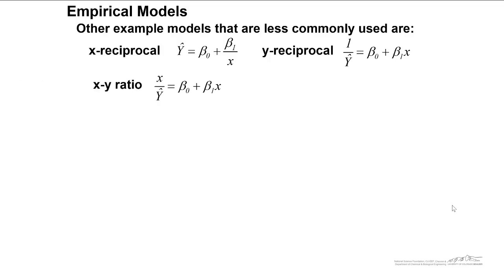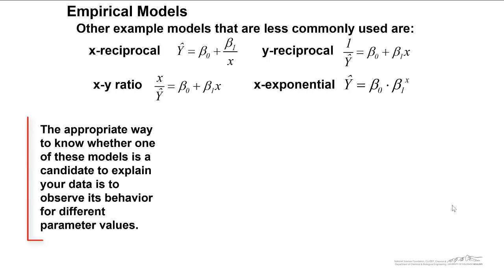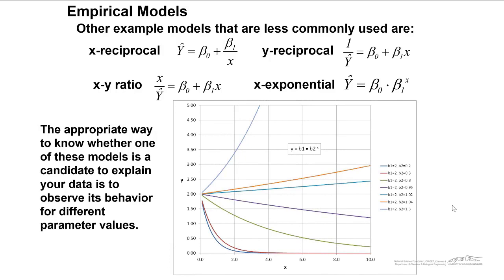We have an x reciprocal, y equals beta naught plus beta 1 over x. We have a y reciprocal, 1 over y hat is beta naught plus beta 1 x. We have an xy ratio, an x exponential. So there's lots of different candidate models that you can look into. The appropriate way to know whether one of these models is a candidate is to observe its behavior for different parameter values. Here we have an x exponential model, and depending upon the different parameters, b1 and b2, you can see that it can change quite dramatically.